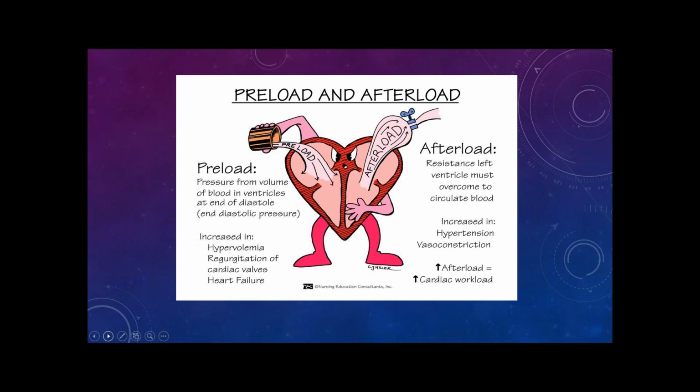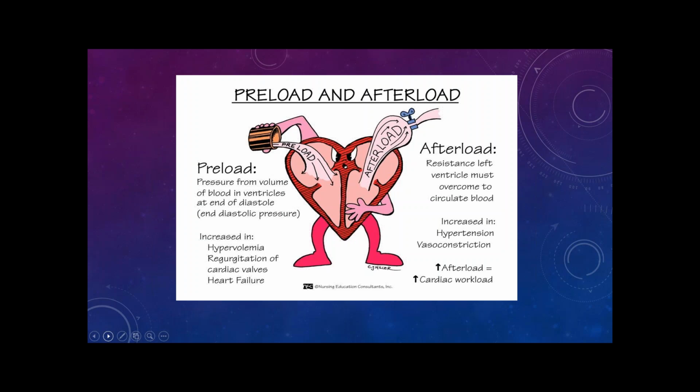Okay? Now, preload will be increased if I have too much volume. And I can have too much volume because I actually have a leaky valve. It means that the fluid gets stuck in the ventricle and I can't get forward movement because the valve doesn't close well to help push it out. Another way that can happen is heart failure. My left ventricle may not be functioning optimally, and I have a weak contractility, and I am not able to get forward flow as well.